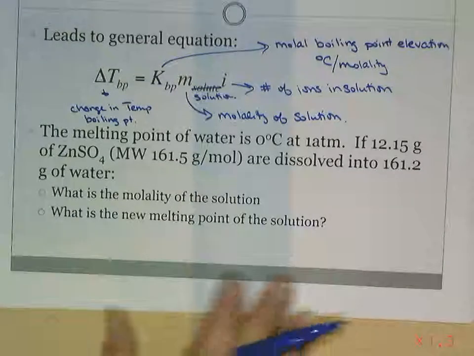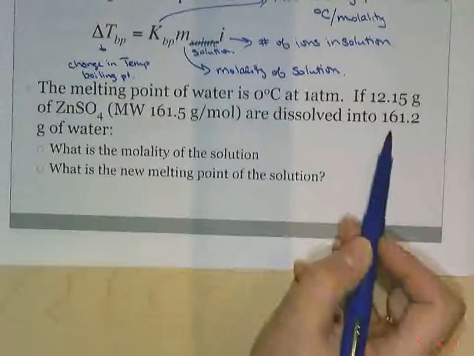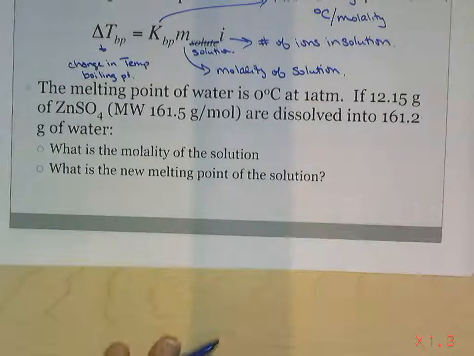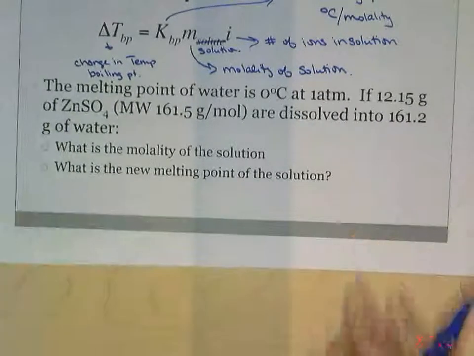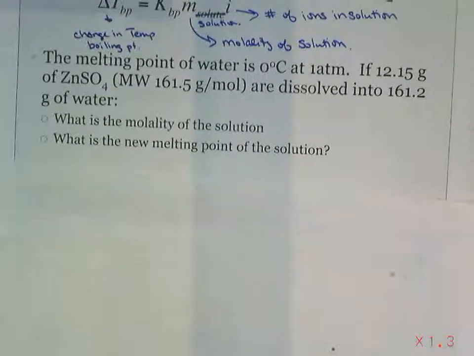Maybe that'll help out. So the melting point of pure water is 0 at 1 atmosphere. We have now added 12.15 grams of zinc sulfate to 161.2 grams of water. So two parts. One, we'll figure out the molality. And two, we'll use that molality to figure out the new melting point.